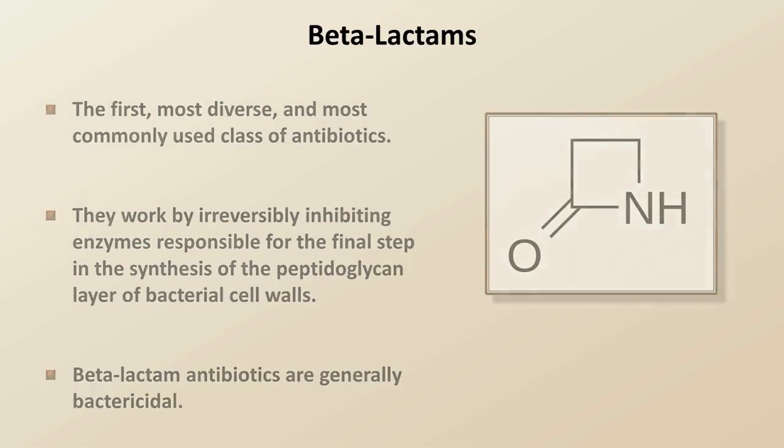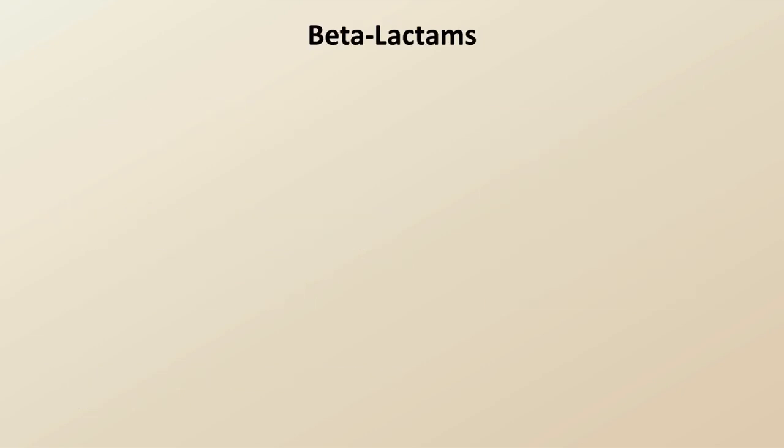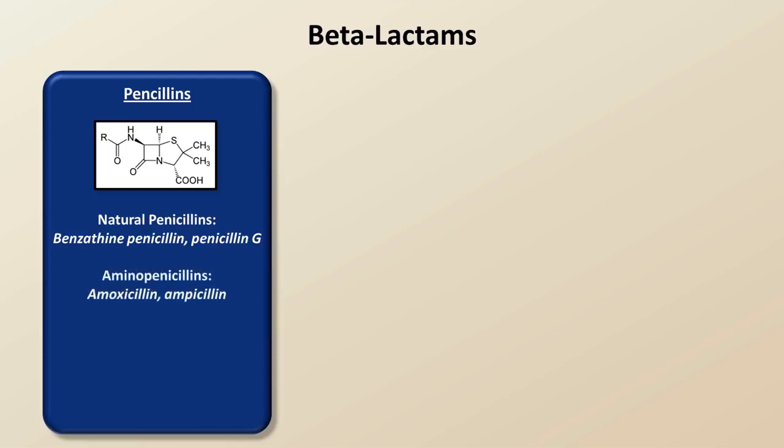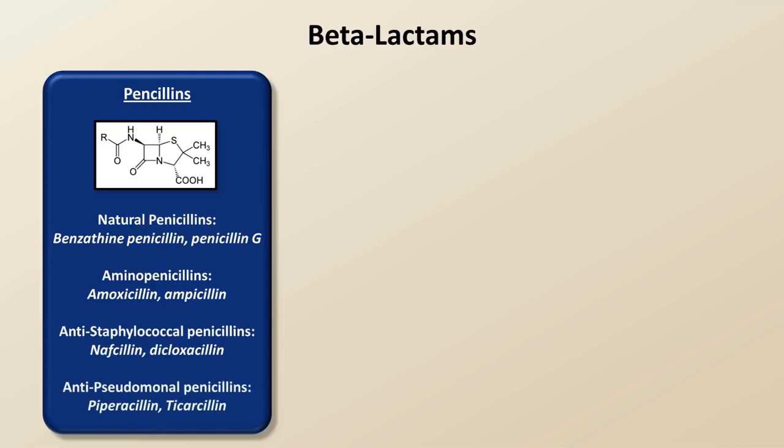As I mentioned earlier, there are 4 subclasses of beta-lactams. Here is the general structure of the penicillins which all members share. As I started the lecture with, the first penicillins were not synthesized but rather discovered. These are the so-called natural penicillins, which consist of benzathine penicillin and penicillin G. There are the aminopenicillins, sometimes referred to as the penicillinase-resistant penicillins, which include amoxicillin and ampicillin. Anti-staph penicillins include nafcillin and dicloxacillin. And anti-pseudomonal penicillins include piperacillin and ticarcillin.